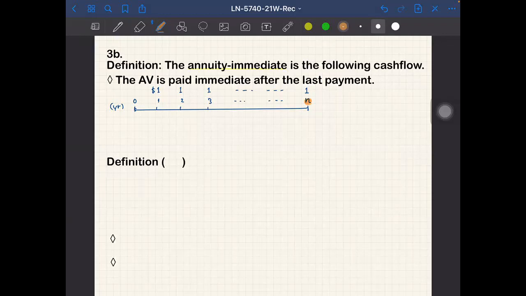Yeah, and the present value of this annuity is called a angle n. So a angle n is the present value of annuity immediate. A angle n is defined as the present value of annuity immediate.